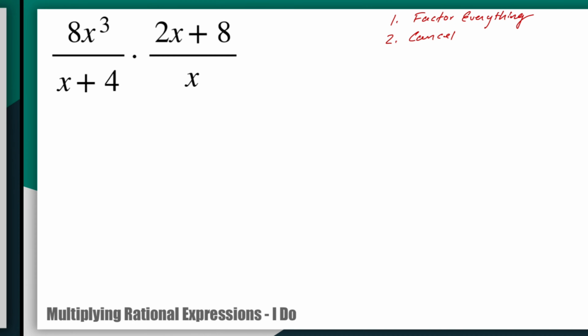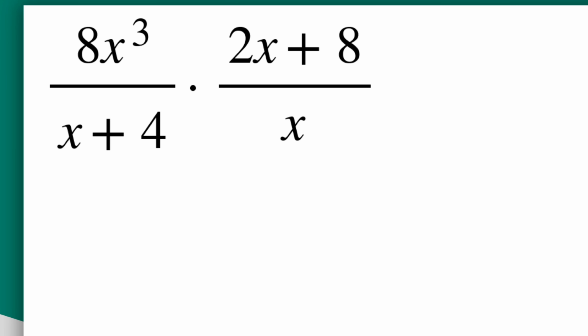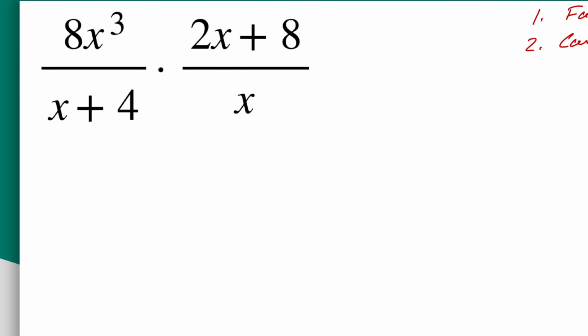Now, if I look at this one, there's not too much to factor out. This 8x to the power of 3 can't be factored. This 2x plus 8, well, this could be factored. We could take a greatest common factor out of this. The x plus 4 cannot, and the x cannot. So this is a particular problem where there's only one factoring. Now, we're going to get to some that are going to have a lot, so brace yourselves. But let's do that first factoring.